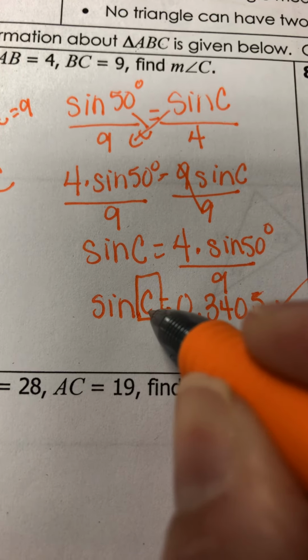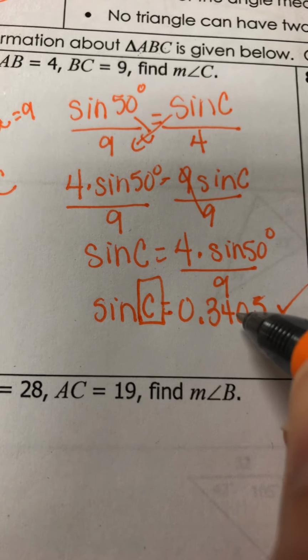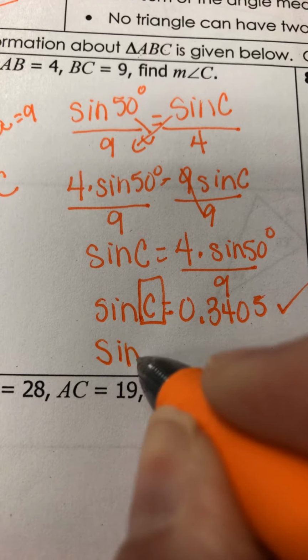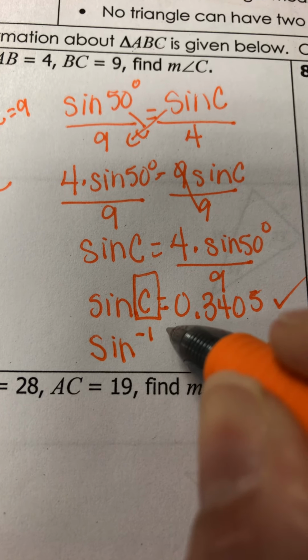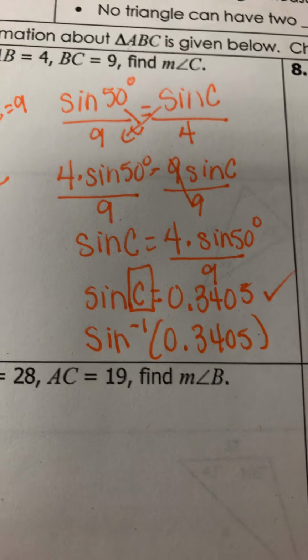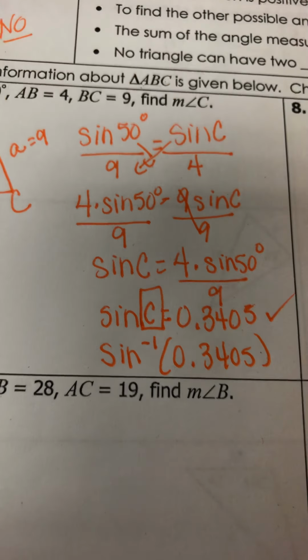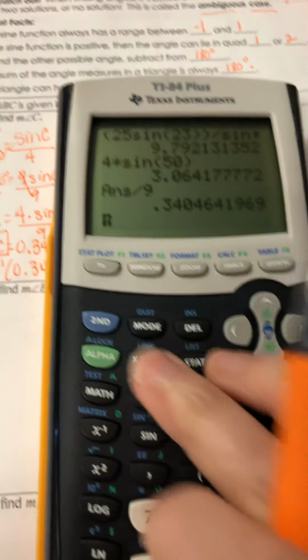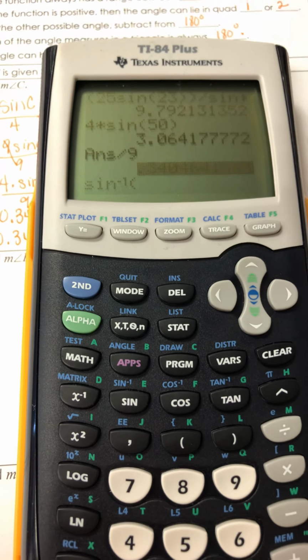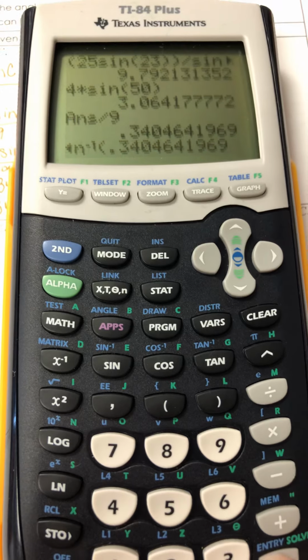To find angle C, I've got to go from the sine back to the angle. That's where our inverse function comes in. So we're going to find the inverse of that 0.3405. Okay, so second sine is our inverse function. I'm just going to go up here and highlight this and hit enter.